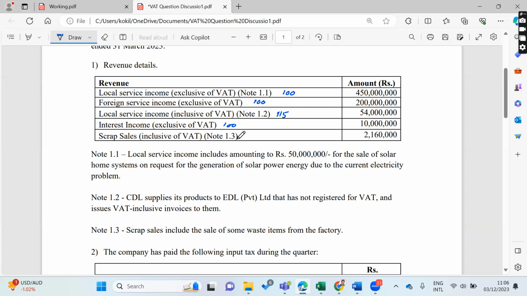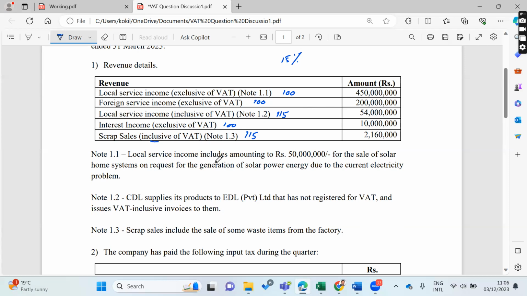Then scrap sale is inclusive of VAT. Inclusive of VAT means 115 if the VAT rate is 15%. Then you have to work out what the 100 would be. How to do the calculation, we'll discuss.